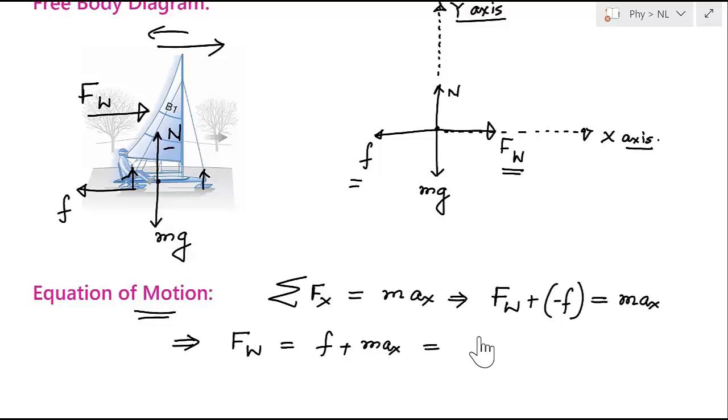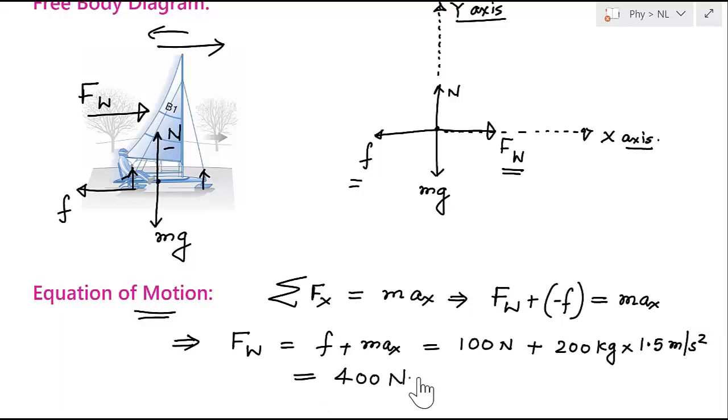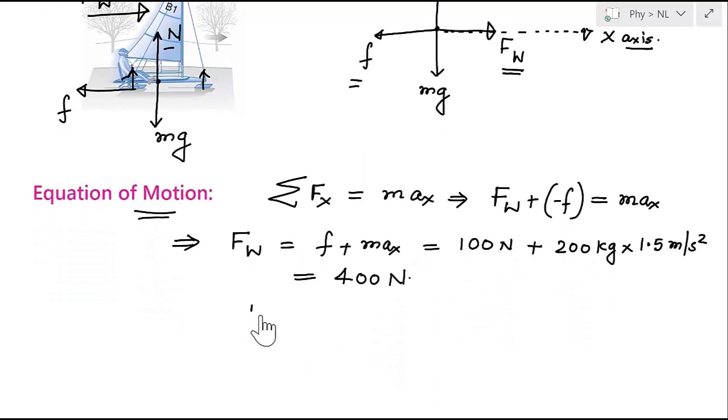Friction force is given, that is 100 Newton, mass is given, that is 200 kg, and acceleration is 1.5 meter per second squared. So if I plug in all this, it will come to 400 Newton. So the magnitude of force applied by the wind is equal to 400 Newton in this case.